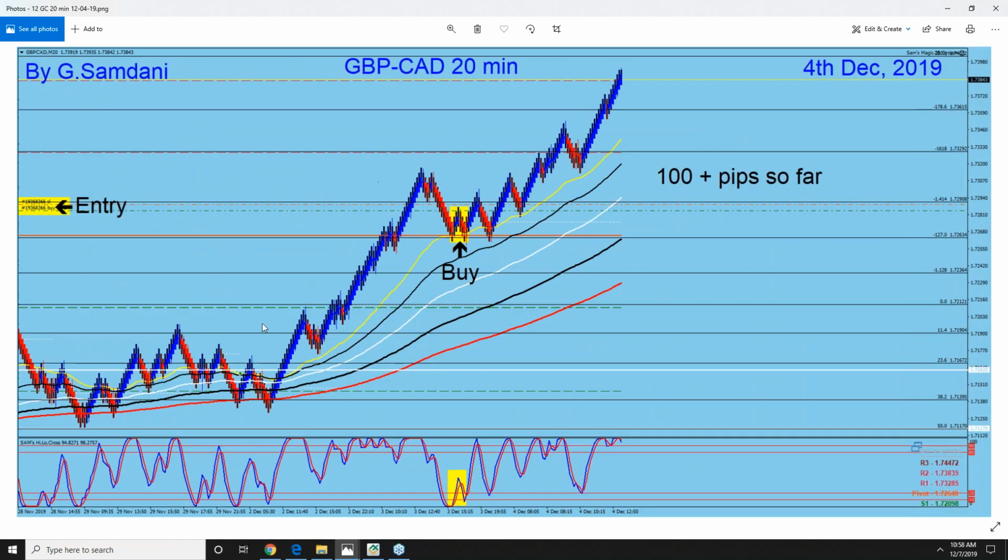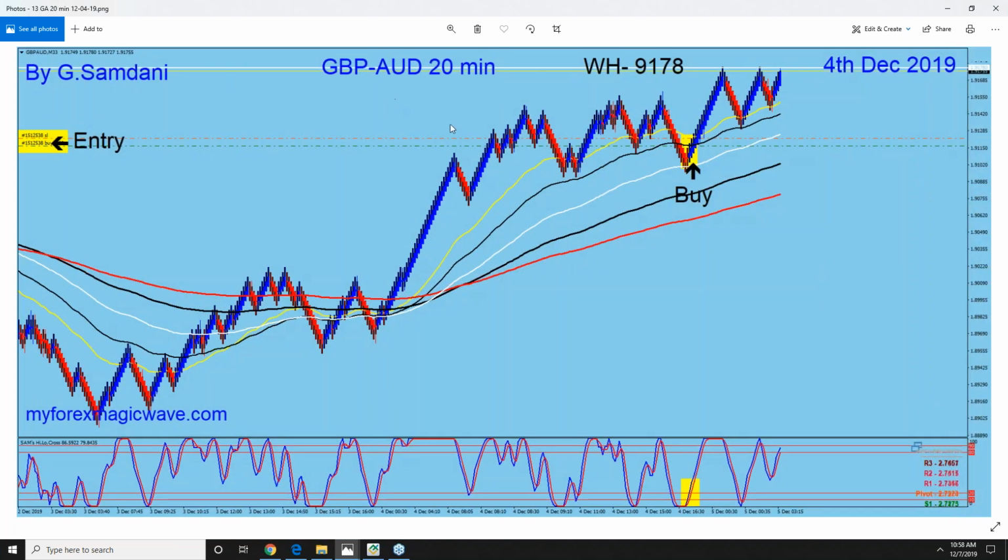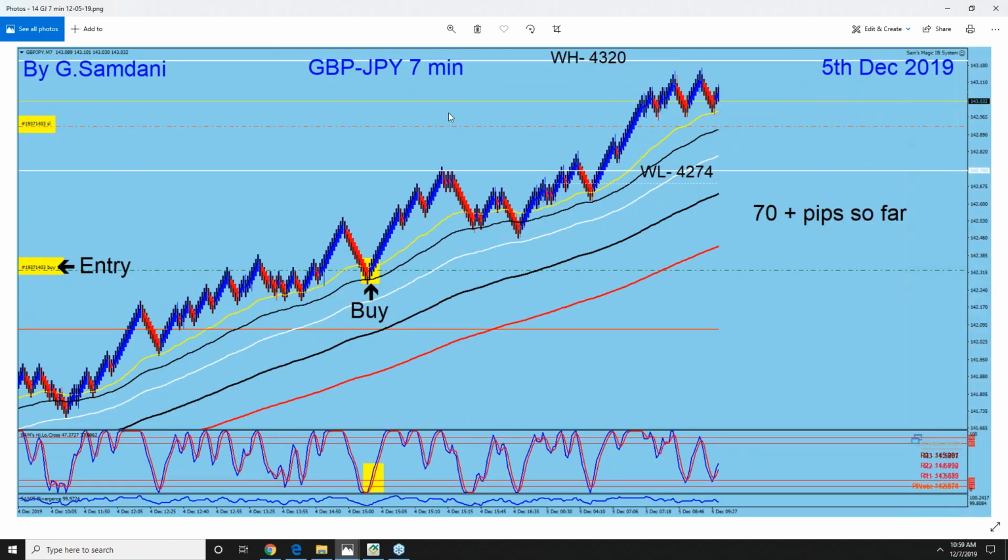Okay, so pound CAD again. The first entry was there. The second was from the 20-minute chart. On the fourth, see 100 pip straight up. This also has like a 120, 122 daily range. Pound Aussie again, a small one. This is a continuation there. It went up, so I'm going to show you later on.